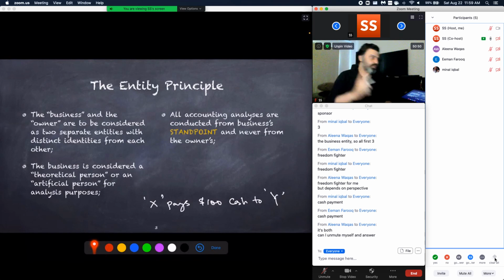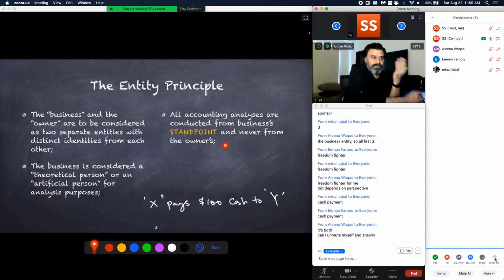And that is why we need to emphasize this point even more, that all accounting analyses are going to be uniform only if conducted from one standpoint and not two, right? So which standpoint would it be? It will always be the business's point of view and never from the owner. Why? Because we are evaluating our business.